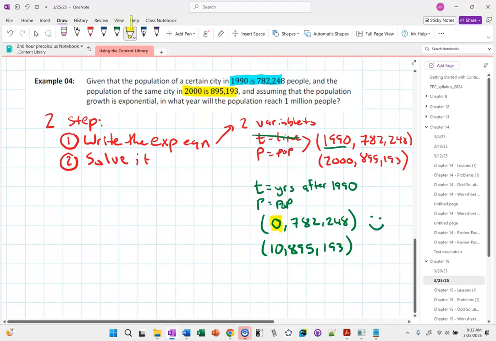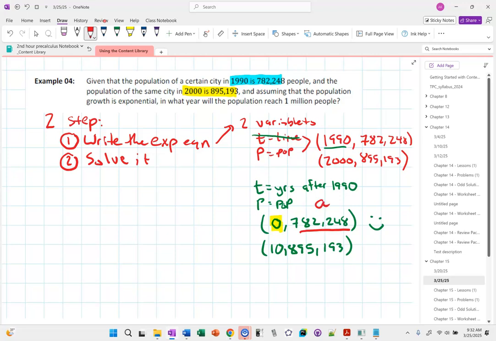And I like this because what is that going to give me basically for free? That's my A. Sound good? So I'm going to write P is equal to A times B to the T. I have a T and a P and an A. So all I need to do is solve for that B.